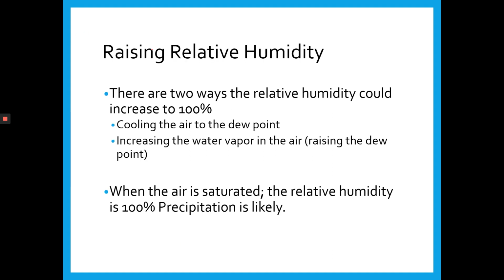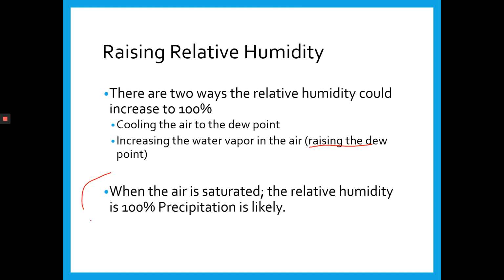All right, so if you want to see relative humidity go up to 100%, okay, there's two ways you could do it. You could either cool the air to the dew point, so you could not change the amount of moisture in the air. Okay, you could just cool the air down to the dew point. That would increase the relative humidity because remember, as you decrease the temperature, air holds less water. Or you could increase the water vapor in the air, which would be raising the dew point. So if you add more water into the air, then you're obviously bringing up your relative humidity.